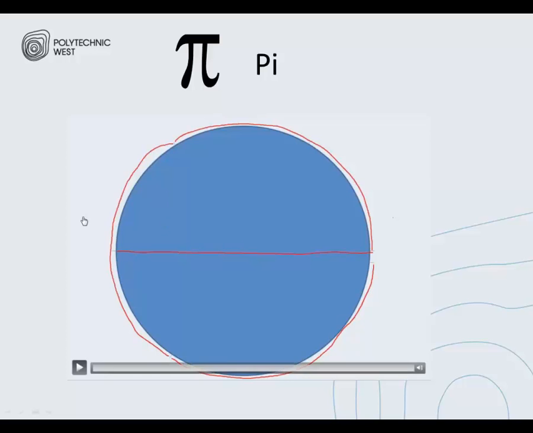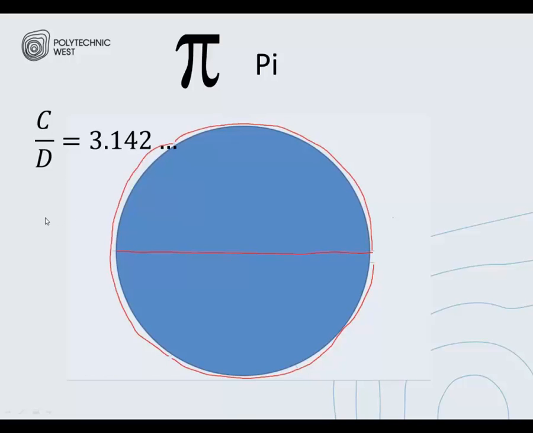So if you take the circumference and you divide it by the diameter, which is what I just did, you actually get this number, 3.142, and it just goes on and on and on. And that number is what we call pi, which is the circumference divided by the diameter.